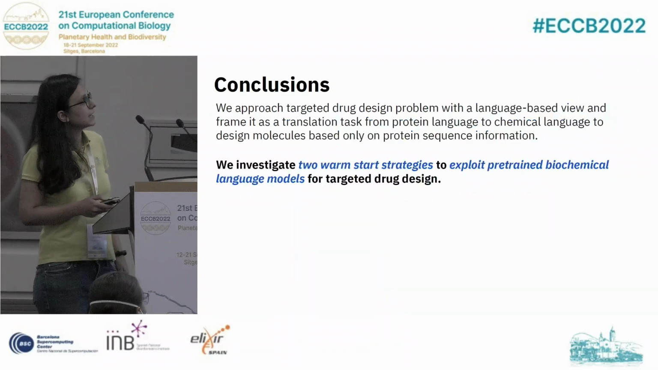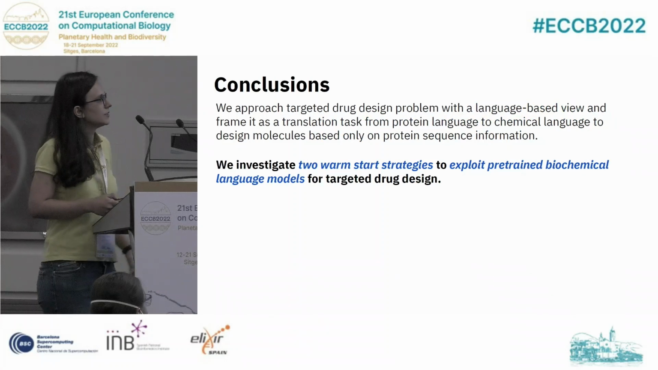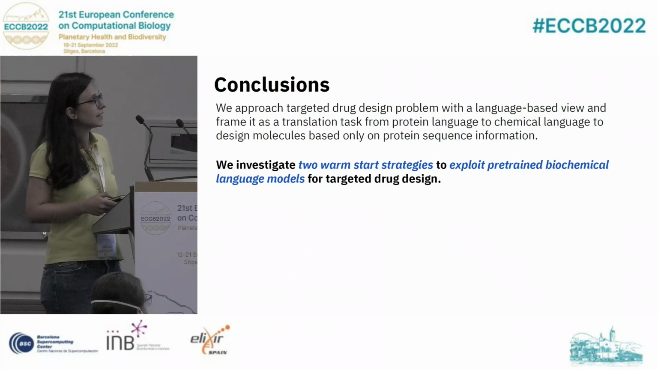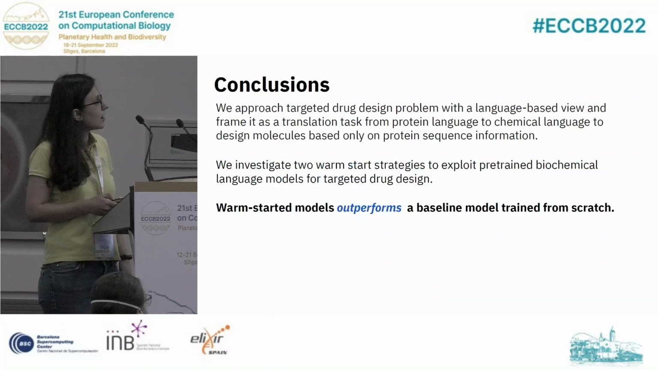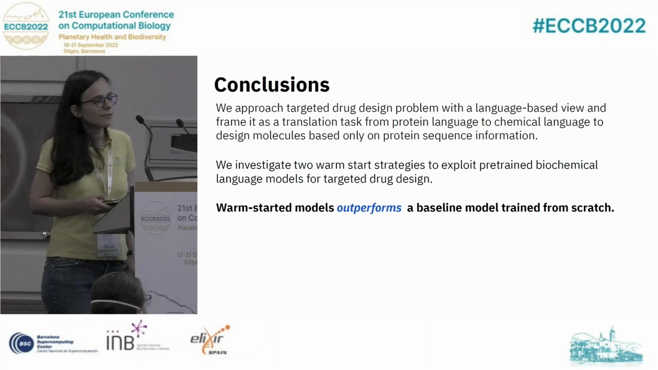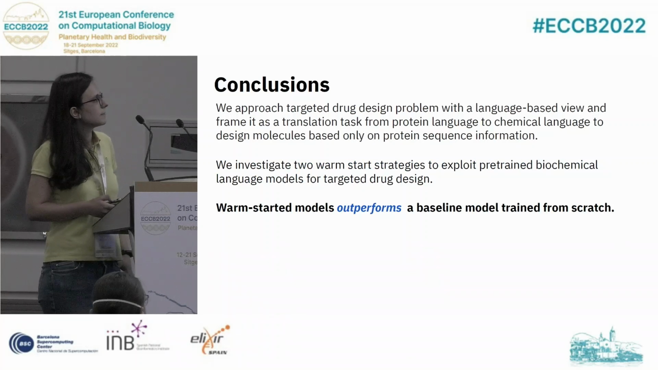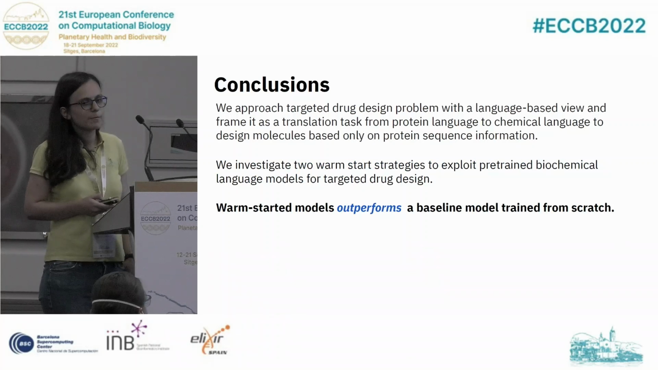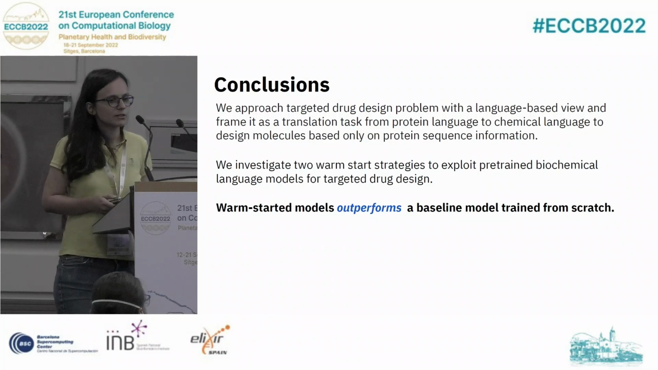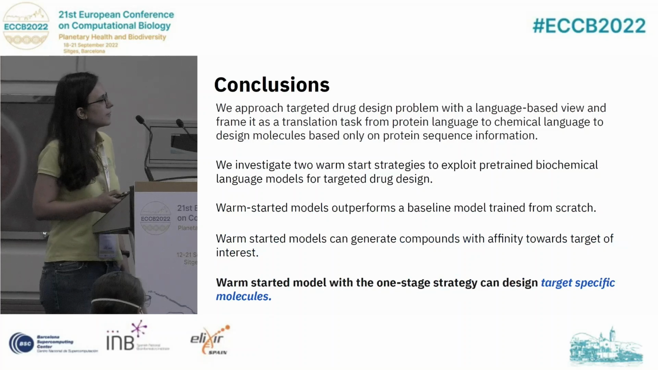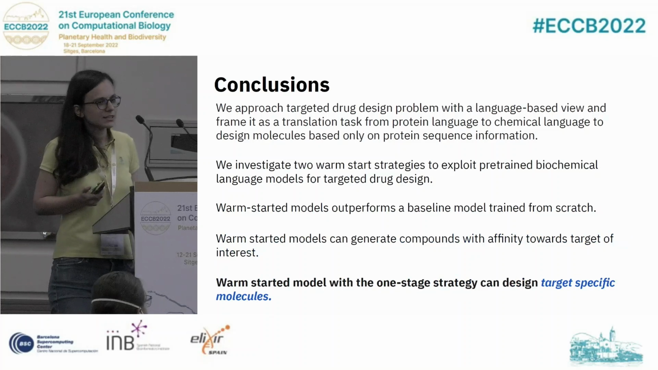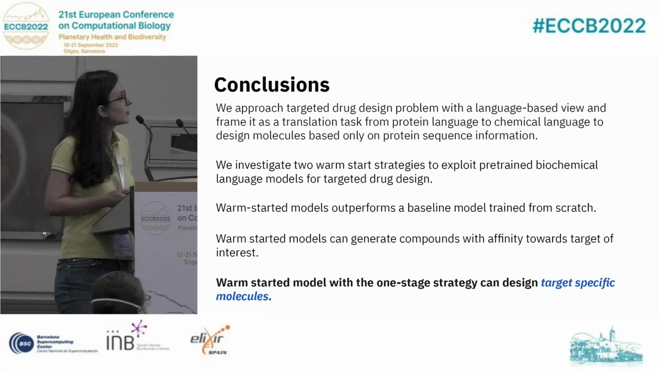And we investigate two warm start strategies to exploit the representations learned by pre-trained biochemical language models. And our experiments revealed three findings. First, warm started models outperform a baseline model trained from scratch. Second, warm started models can generate compounds with affinity towards targets of interest. And last, warm started model with the one-stage strategy can design target-specific molecules.